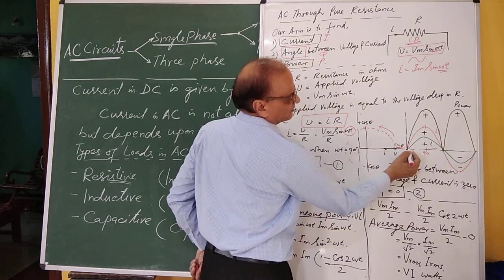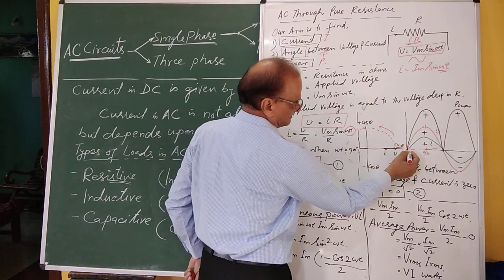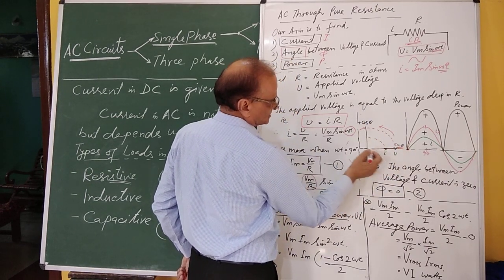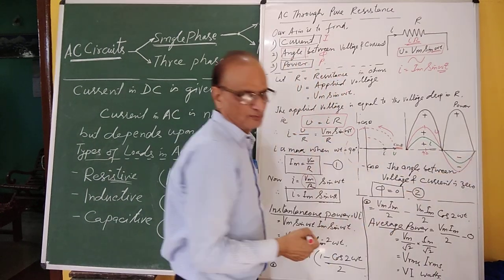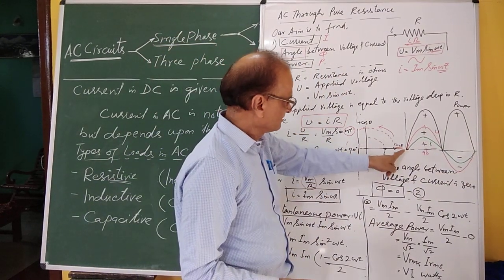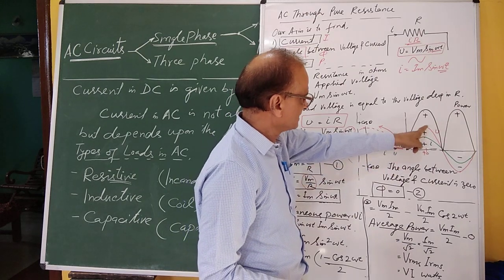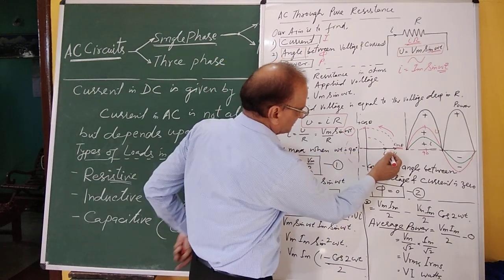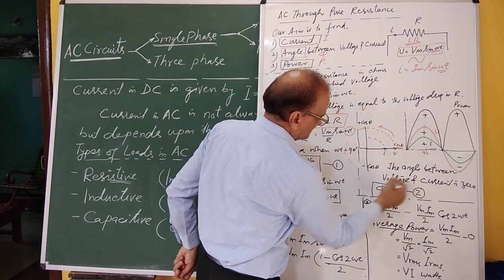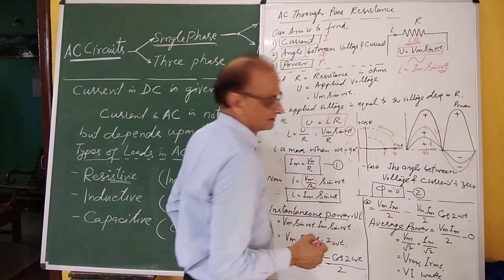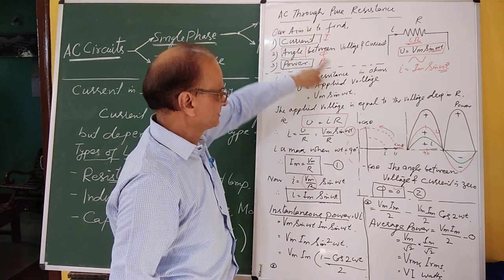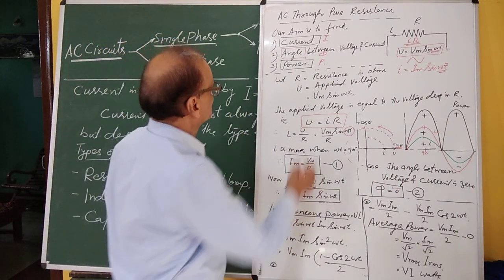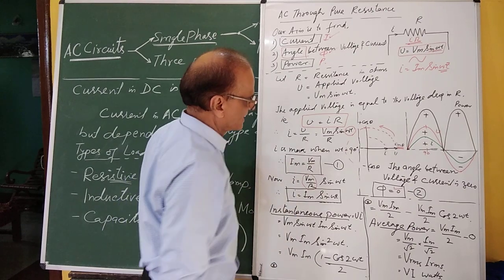When V is starting from this point, I is also starting from this point. So when V becomes maximum, I will also become maximum. So they will at the same time become 0 and maximum. V is 0, I is 0. V is maximum, I is maximum. So this is the waveform for voltage and current. And the angle between voltage and current as seen from the phasor diagram is 0. This is our second aim. The angle between voltage and current in pure resistance is 0.